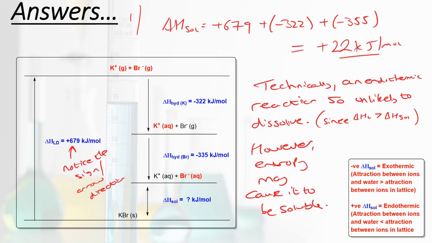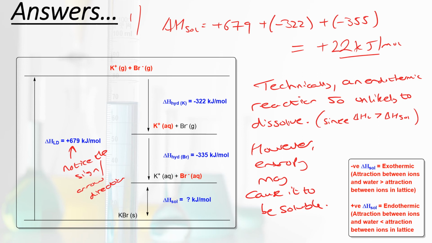And so we draw the 2 arrows going down, one for the hydration of the potassium, one for the hydration of the bromide ion, both negative enthalpy changes. And then that leaves us with our solution enthalpy. Again, I've drawn it here as a double-ended arrow because at this moment in time, we don't know whether the line that has the solvated ions is actually above or below that solid ionic compound, i.e. we don't know whether our solution enthalpy is positive or negative.